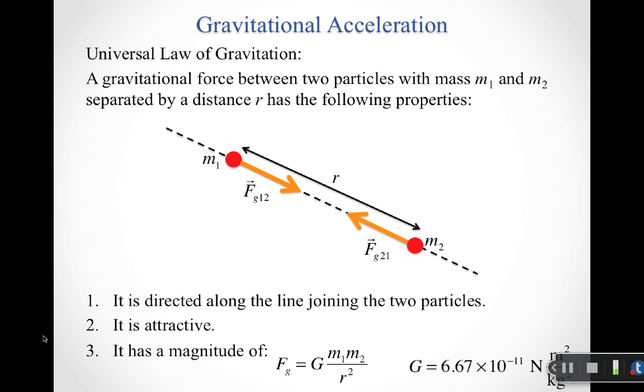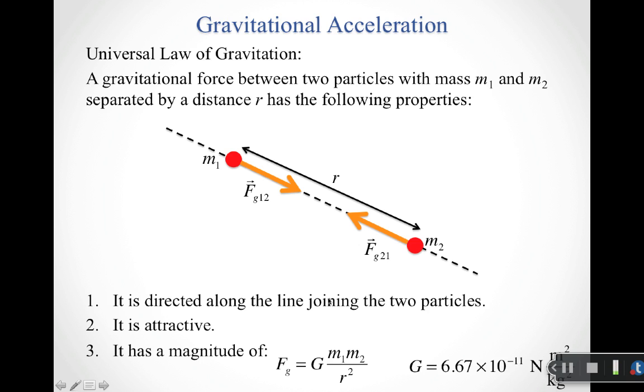So as we talked about in class today, the universal law of gravitation tells us that if we've got two point particles, here's a point particle of mass 1, here's a point particle of mass 2, they're separated by a distance r, there's going to be two forces in this problem. There's going to be the gravitational force that mass 1 feels caused by mass 2, and the gravitational force mass 2 feels caused by mass 1.